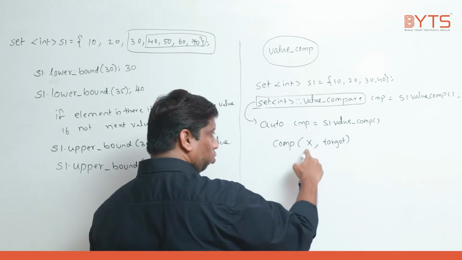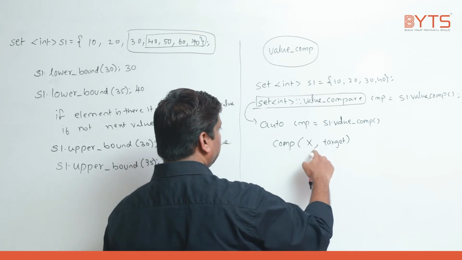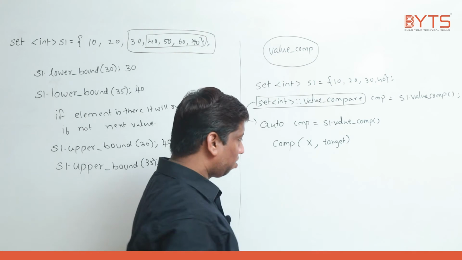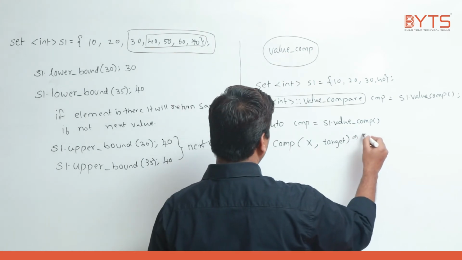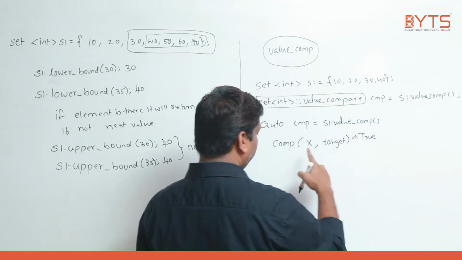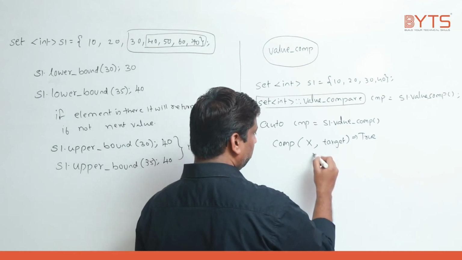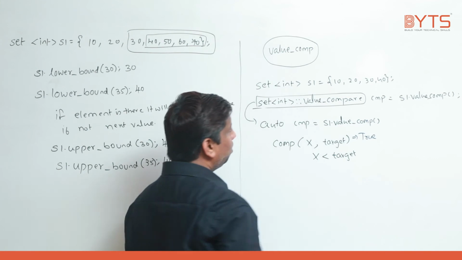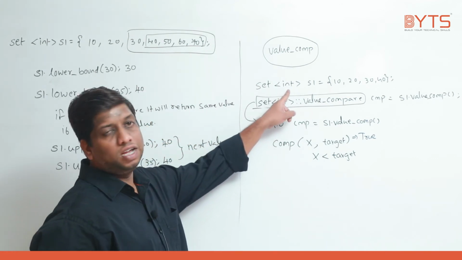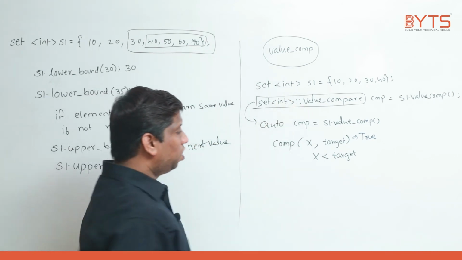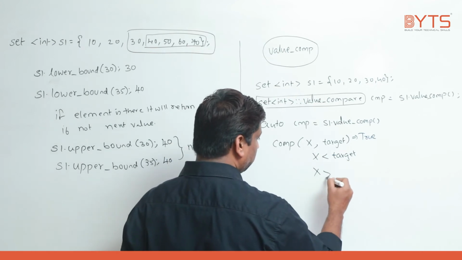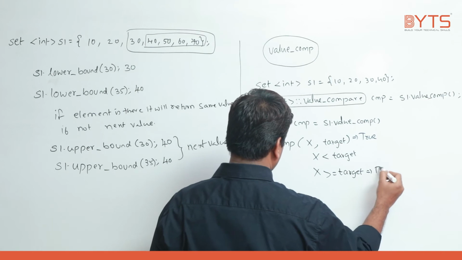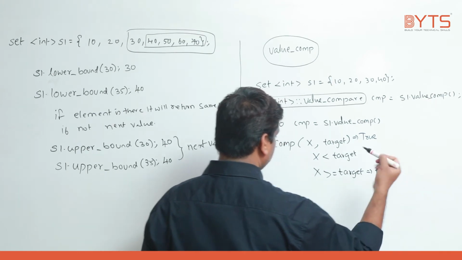X is a value in the set, comma, some target value. If x is less than target, then we are going to return true. If x is greater than target, x is less than target. Comparison is working strictly on what? Less than. Why are we not using any tag here, right? So if x is greater than or equal to target, then it will return what? False.